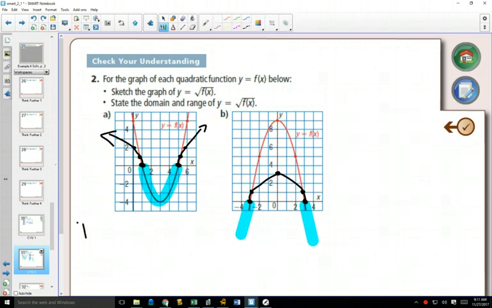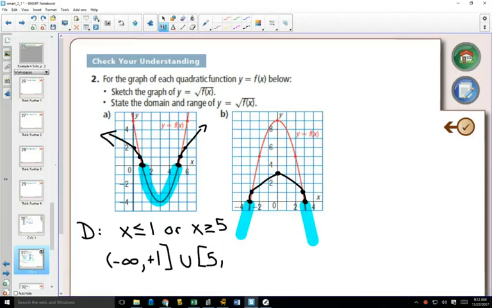Well, for the first one, our domain is in two different parts. It is x is less than or equal to 1, or x is bigger than or equal to 5. So you could write it this way in set notation. Or if you wanted to use interval notation, so if I start from the left, I'm going to start at negative infinity, and I'm going to include all my x values until I get to positive 1. Then I'm going to start again at 5 and go forever to infinity. So you could write it in either of those notations.